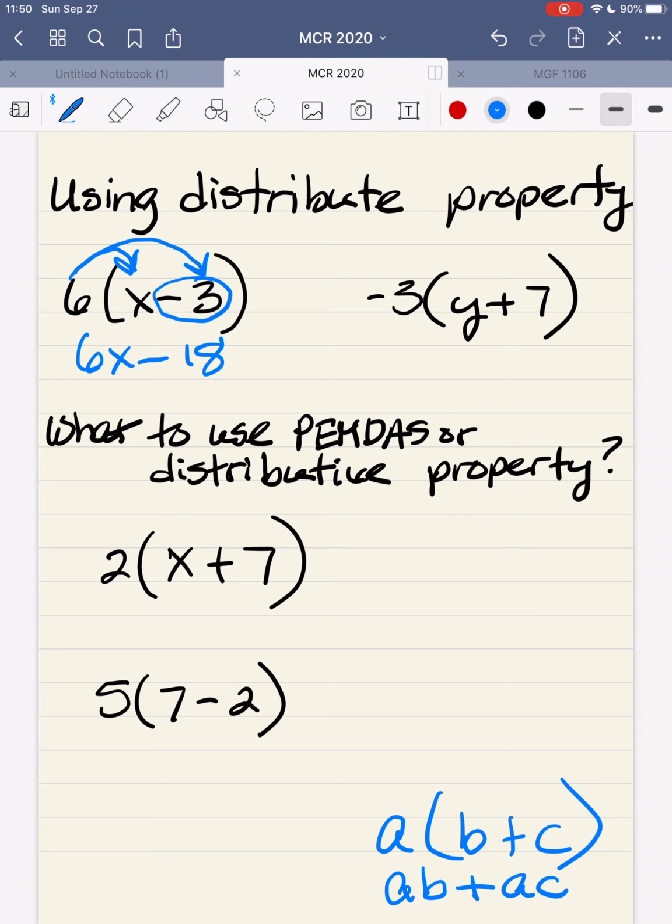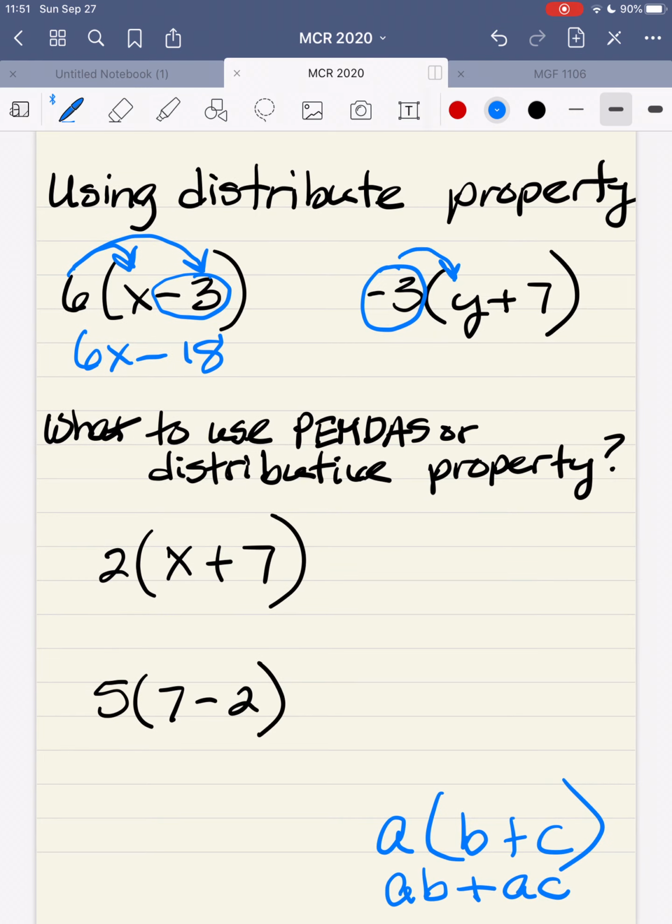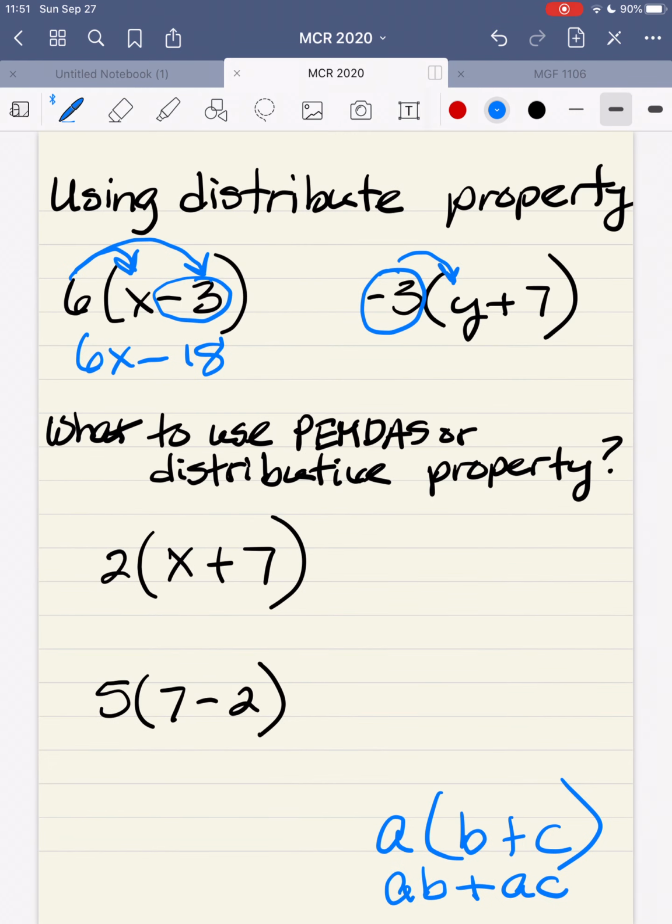All right. Next one here, I have a negative 3. So the negative needs to go with the number in this case. So I have negative 3 times y. That'll give me a negative 3y. And a negative 3 times a positive 7. There's the plus here, it's positive. That gives me a negative 21.